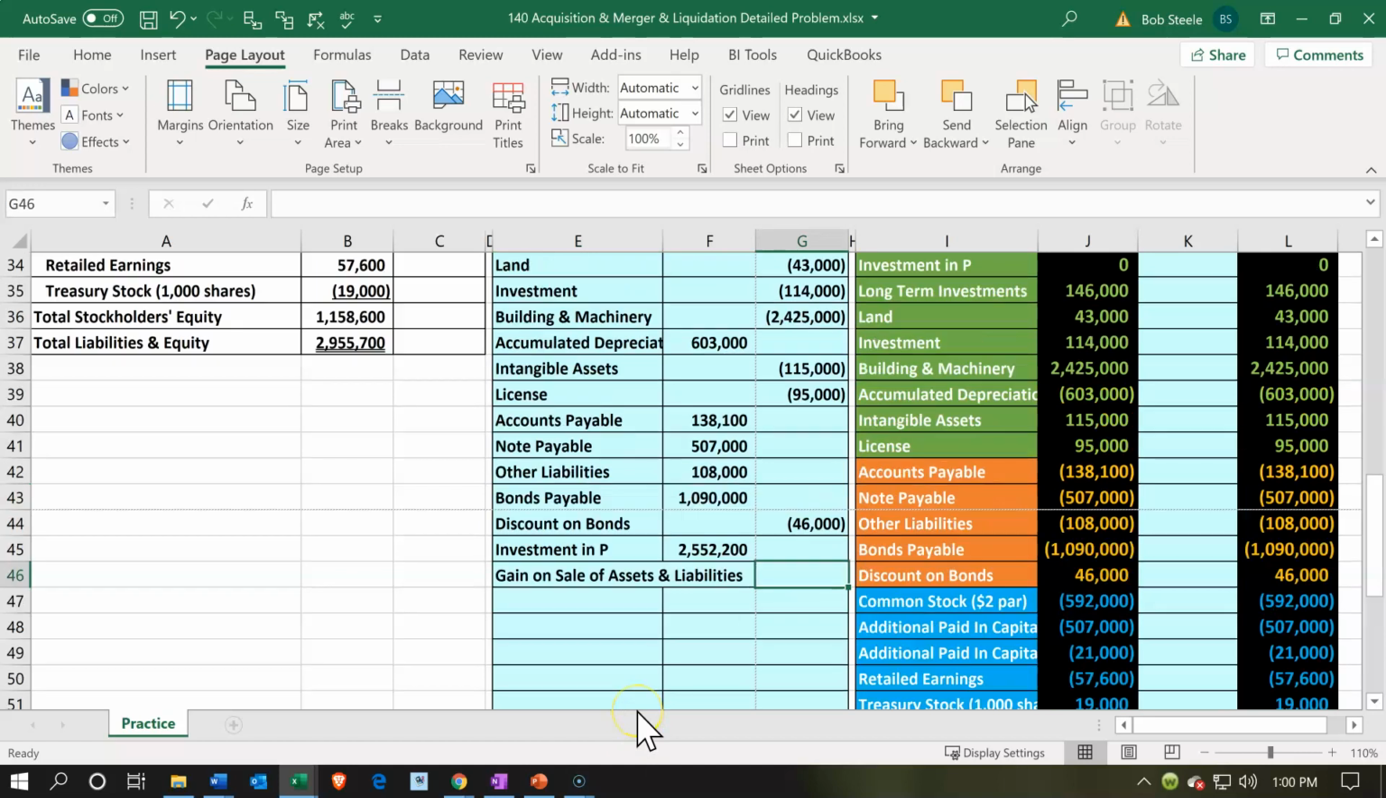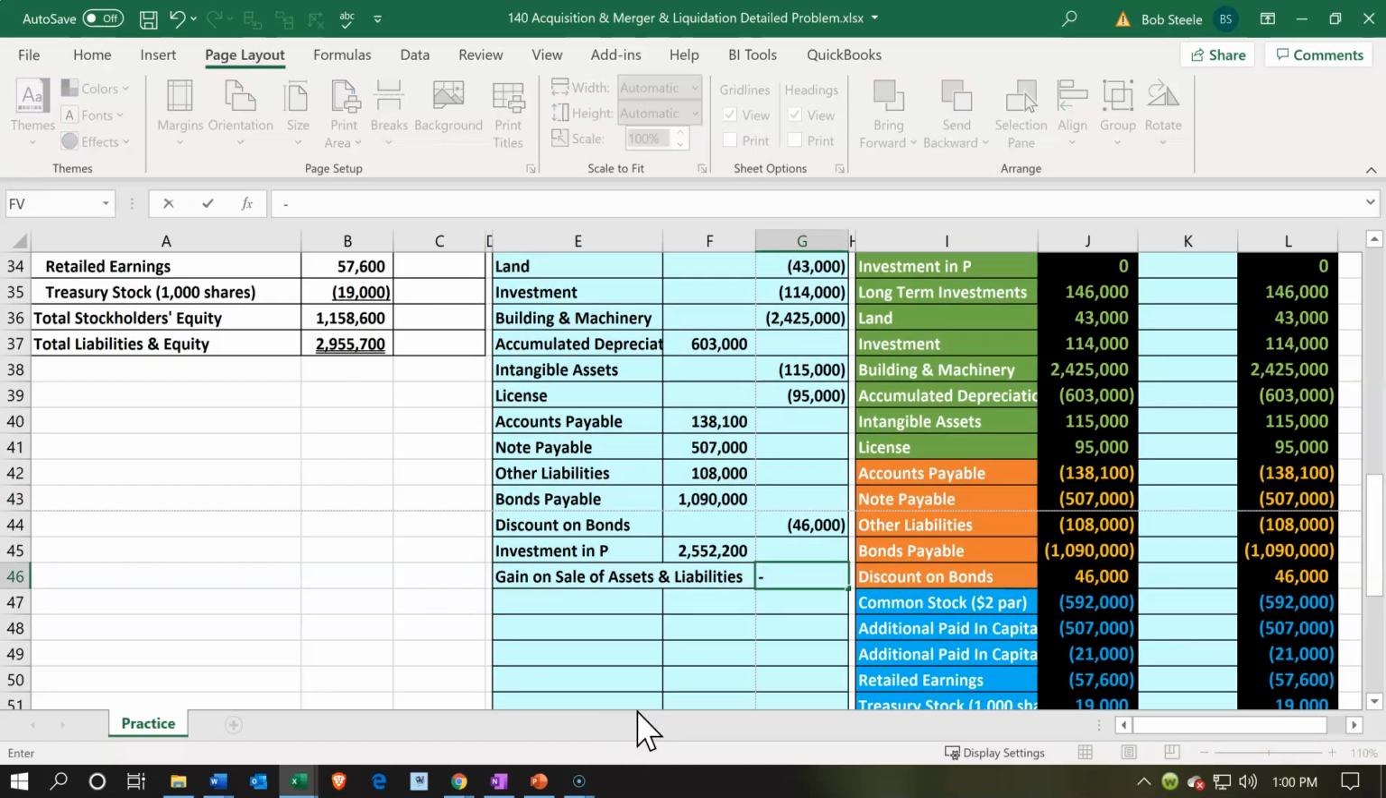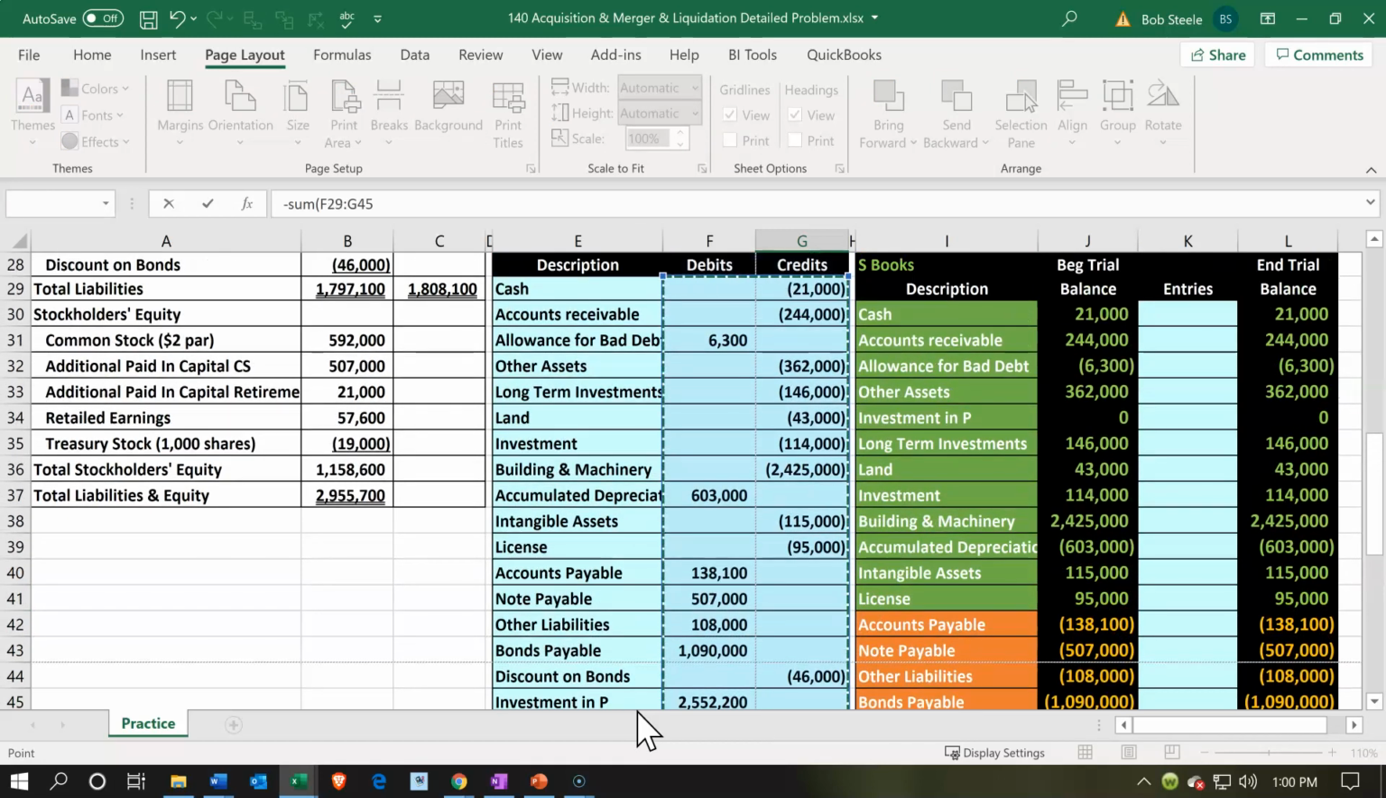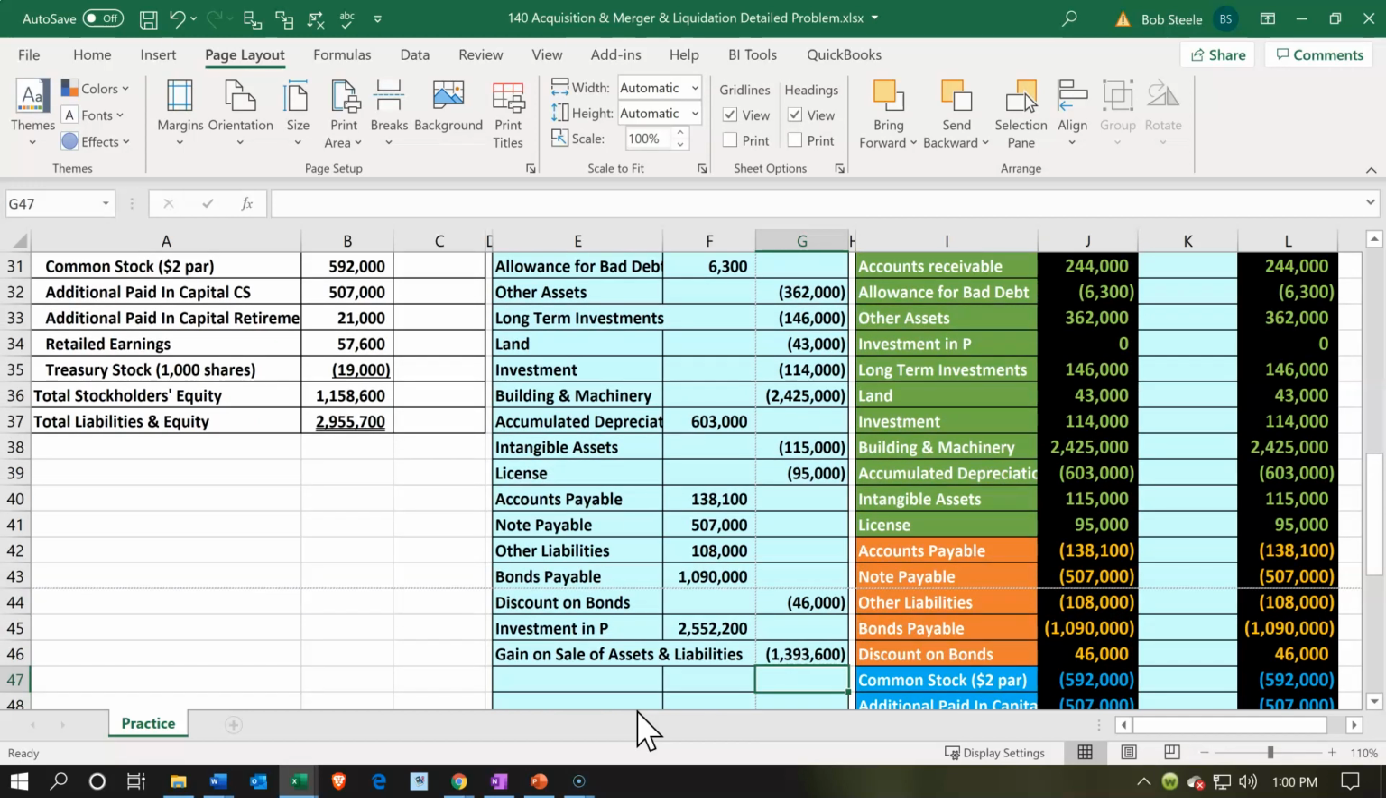Now, the other way you could do this is a negative sum formula. A negative sum, and that'll give us our gain here. So negative sum of all that. And there it is. So there's going to be our gain.